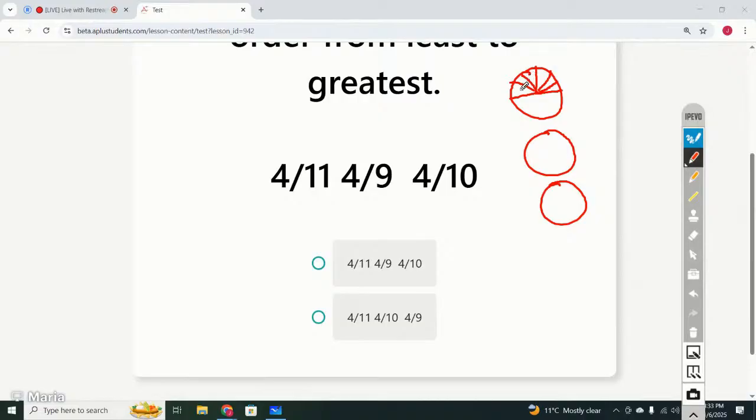1, 2, 3, 4, 5, 6, 7, 8, 9. Just 4 of them are colored. 1, 2, 3, 4. Okay, 4 out of 9. 1, 2, 3, 4, 5, 6, 7, 8, 9, 10. So 4 of them are colored. Then 4 out of 10.